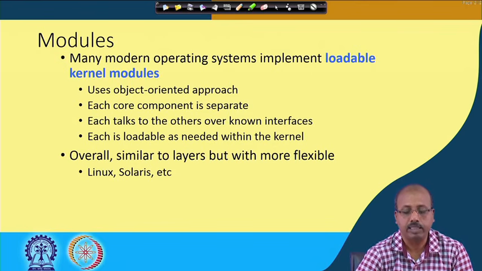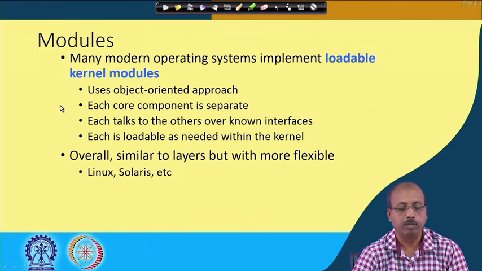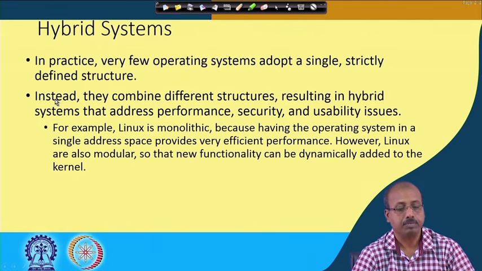Each core component is separate. Each talks to the others over known interfaces, and each is loadable as needed within the kernel. So, whenever we need to load it, it will be loaded. It is similar to layers, but with more flexibility. Linux and Solaris are based on this loadable kernel modules policy.